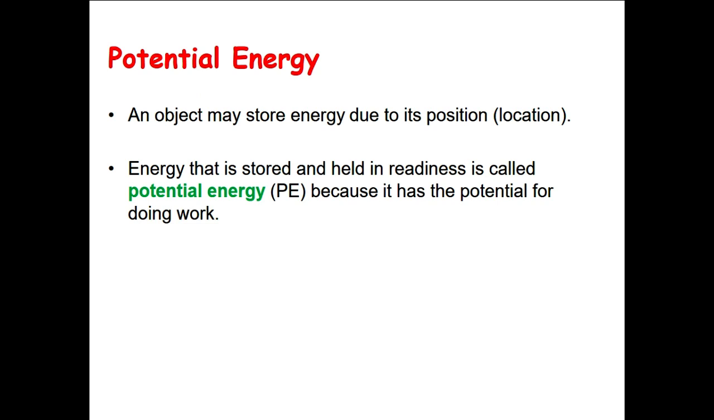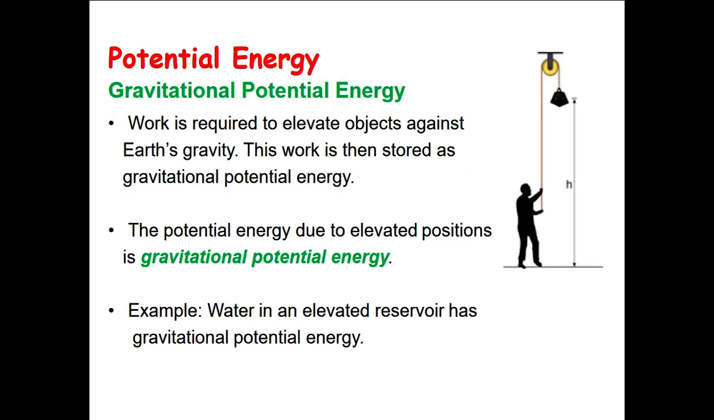Now, an object may store energy because of its position or location. This energy, which is stored and held and is ready to be used for work, is called potential energy. And the reason for this potential energy is due to location or to position. The potential energy we are interested in is called gravitational potential energy.